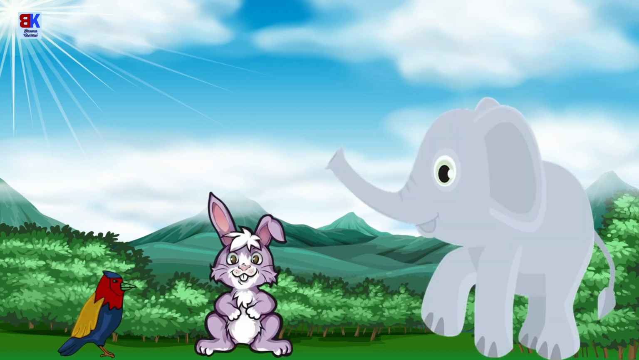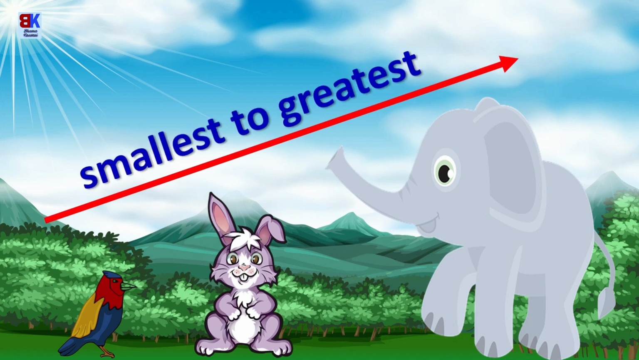Take for example a bird, a rabbit and an elephant. They are arranged in the increasing order of their size, that is, the smallest first and the greatest in the end. We can thus say that they are arranged in ascending order. Similarly, we will arrange numbers in ascending order.